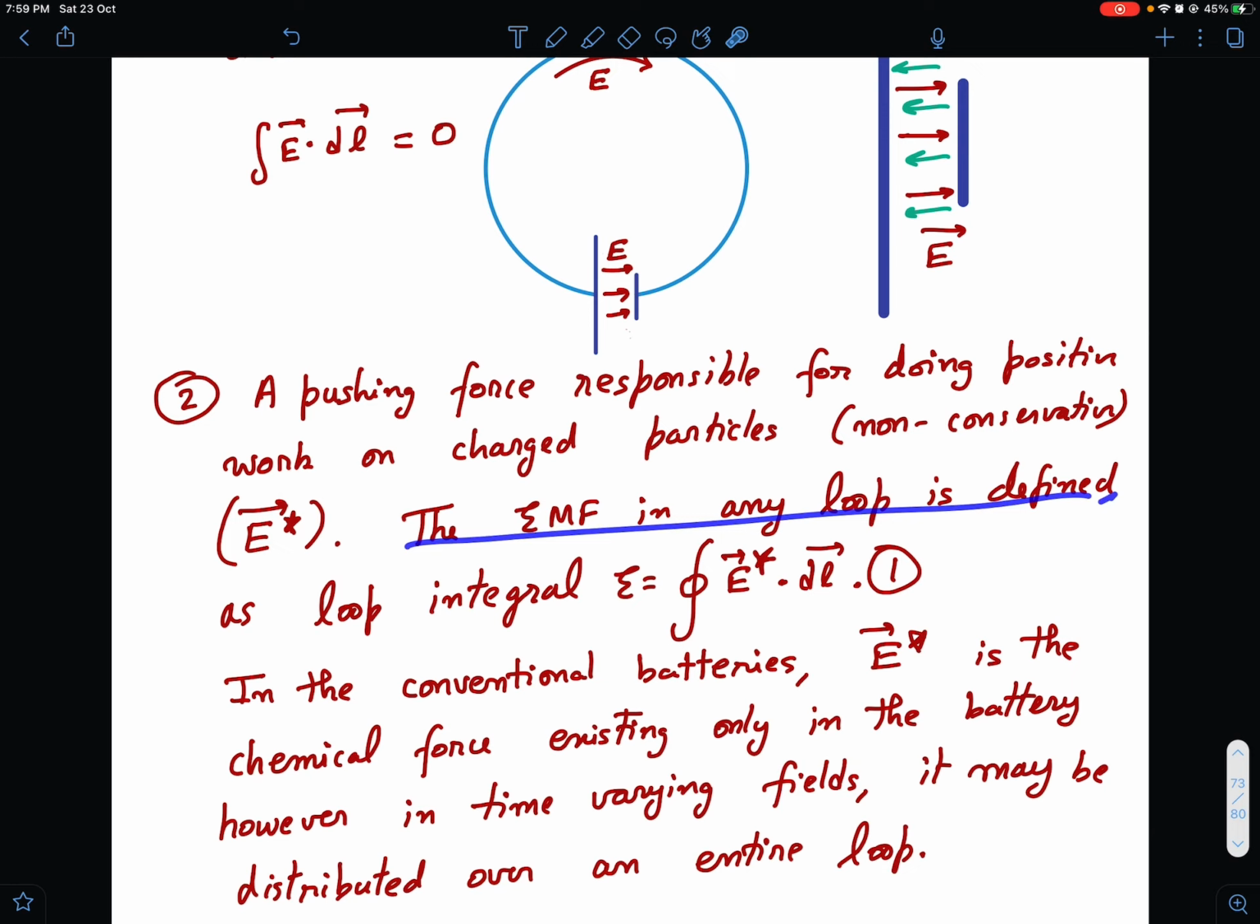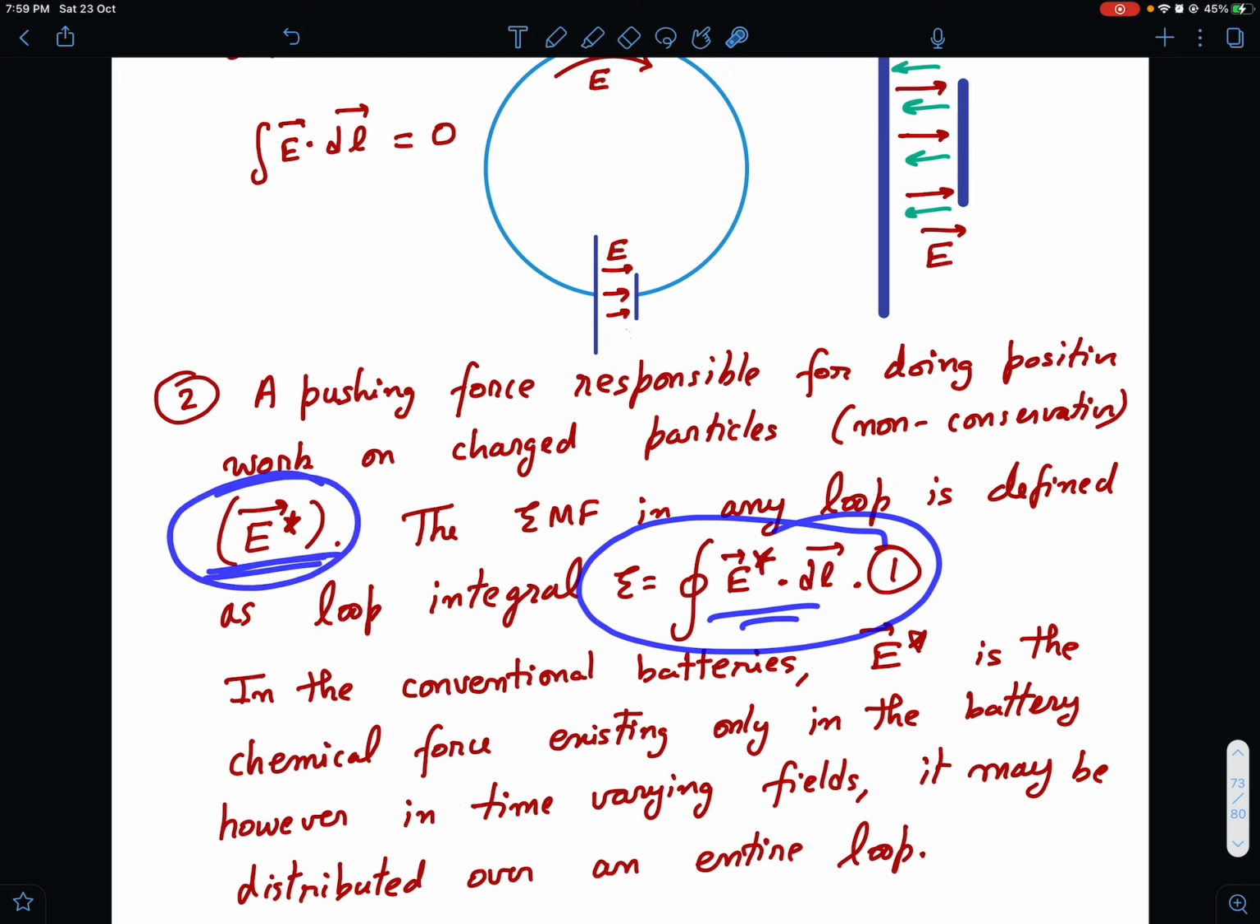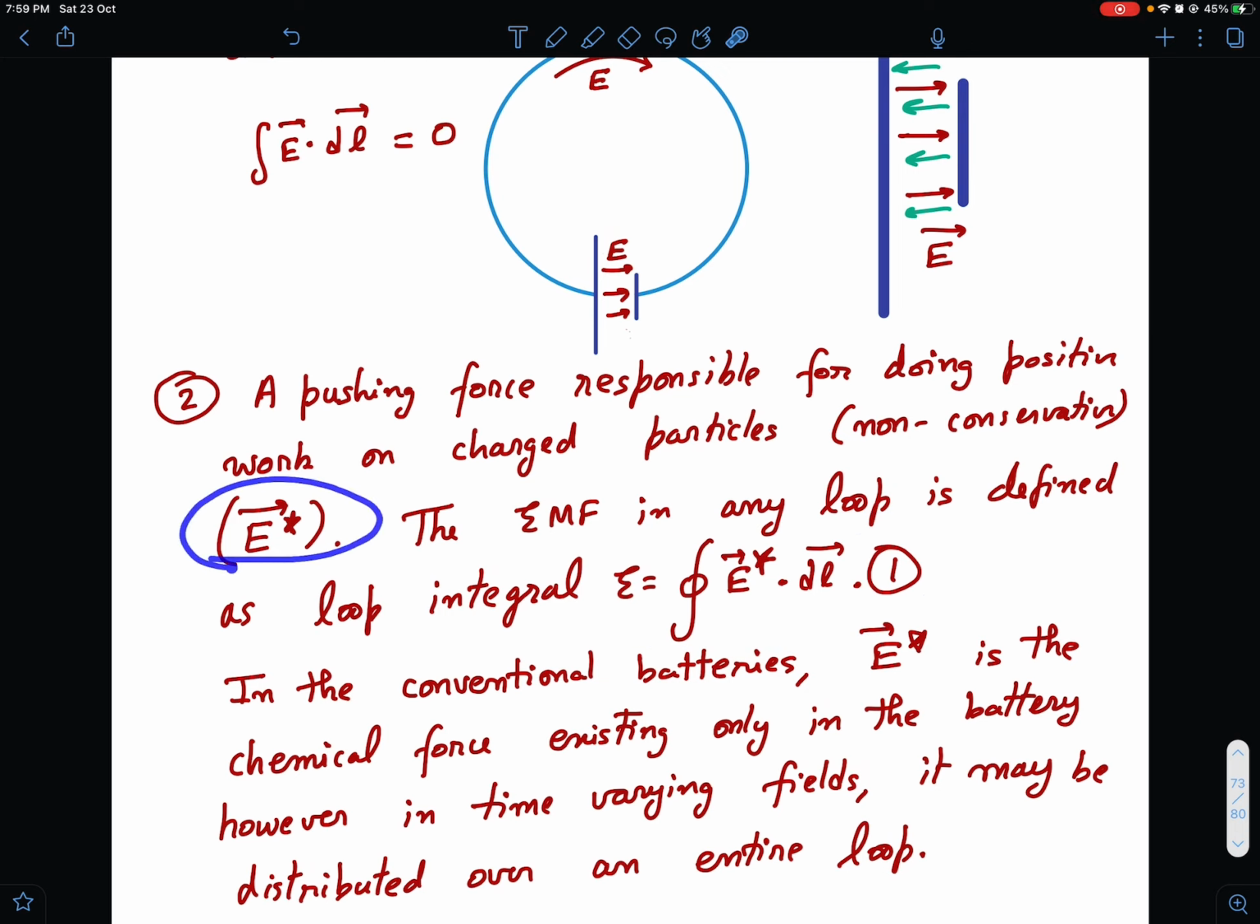The EMF in any loop is then defined as the loop integral of E star dot dl. I'm calling this pushing force E star, which is different from the electrostatic force. It is a non-electrostatic force, a chemical force or induced electric field force. Whatever is the force per unit charge, I am calling E star, so its dimension is the same as that of electric field. In time varying magnetic fields, this is the induced electric field. So EMF is the line integral of E star over the entire loop, the work done per unit charge by this non-conservative force.